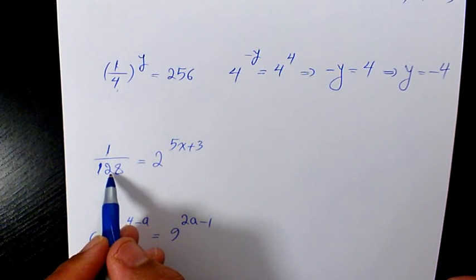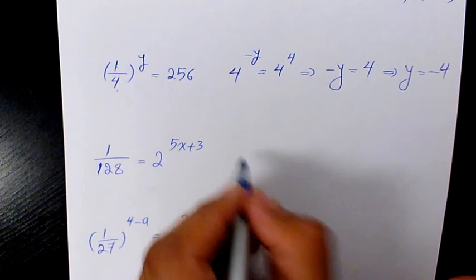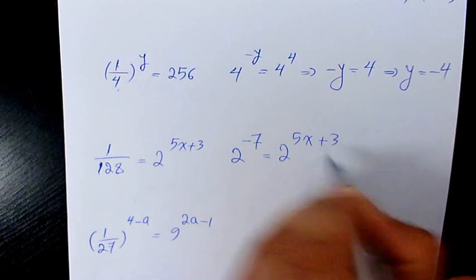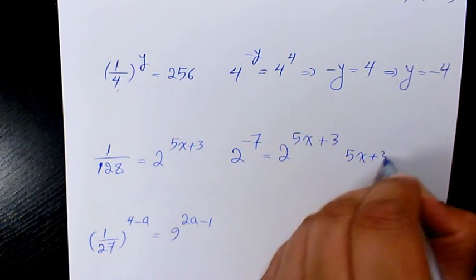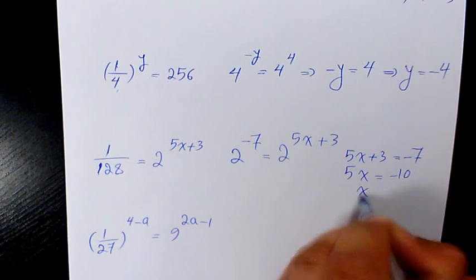128. 128 is 2 to the power of 7. 1 over 128 is going to be 2 to the power of negative 7. So 2 to the power of 5x plus 3. So we have 5x plus 3 equals negative 7. So 5x equals negative 10. So x will be equal to negative 2.